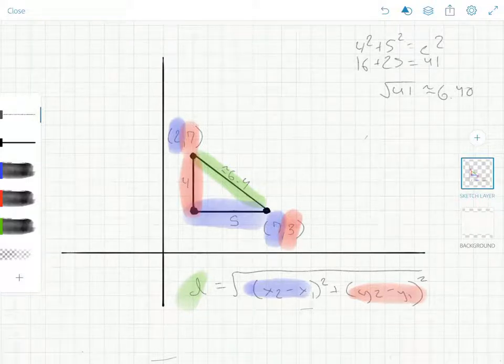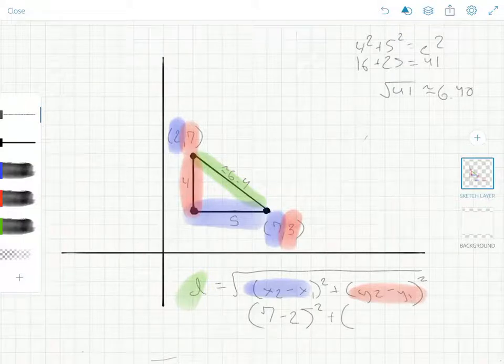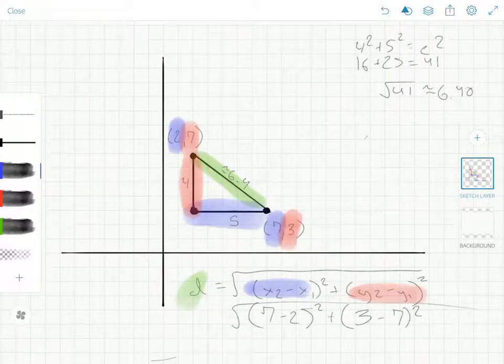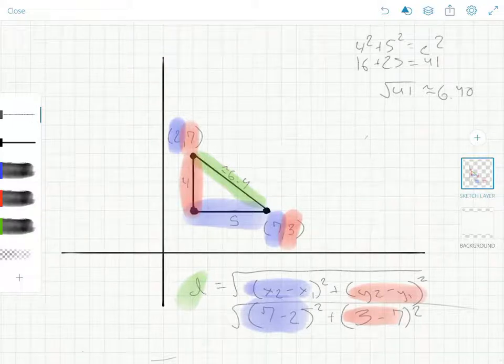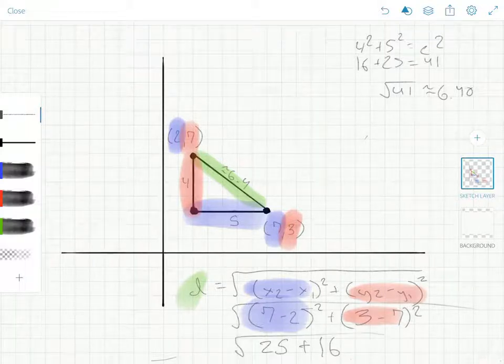So here we go. The square root of (7 minus 2) squared plus (3 minus 7) squared. Just doing substitution here. Now let's simplify. 7 minus 2 is 5. 5 squared is 25, so two steps together there. 3 minus 7 is -4. -4 squared is 16, so putting two steps together there.